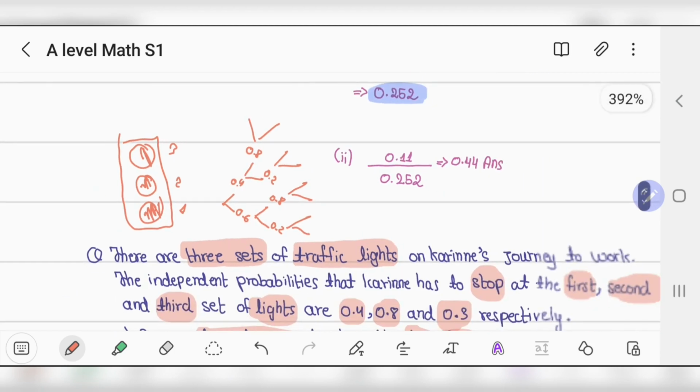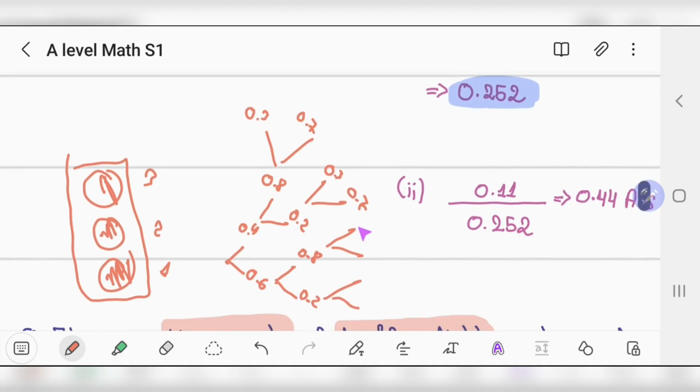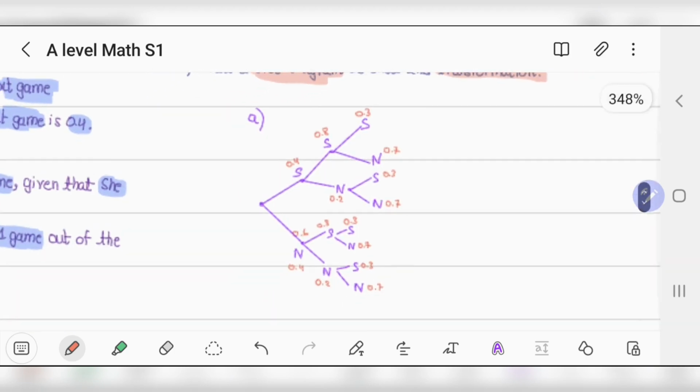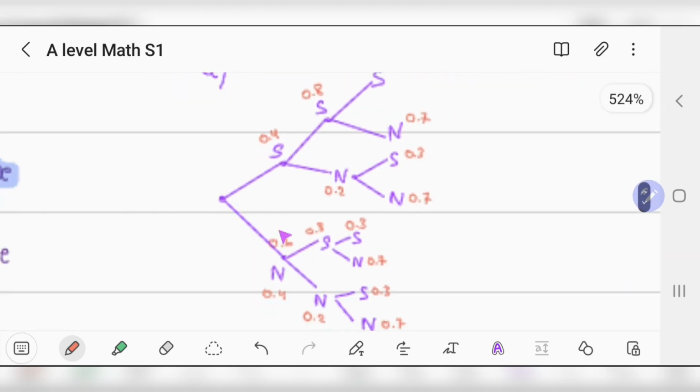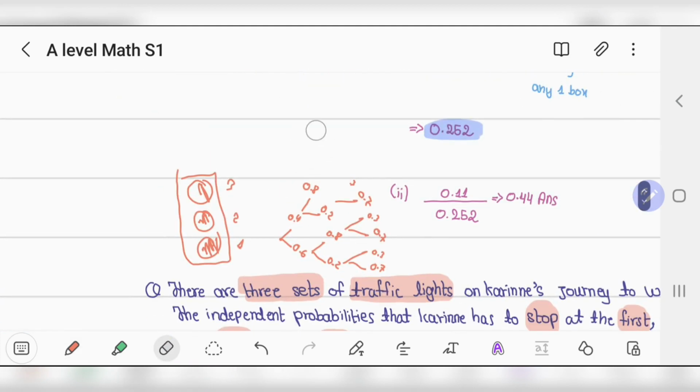So the probability of being stopped on the third set of lights is 0.3, not stopped is 0.7, and you get this kind of tree diagram. It looks something like this, right? Stop, not stop, and then getting each one. Okay, so you got this tree diagram. Cool.